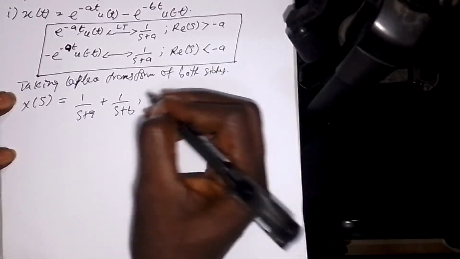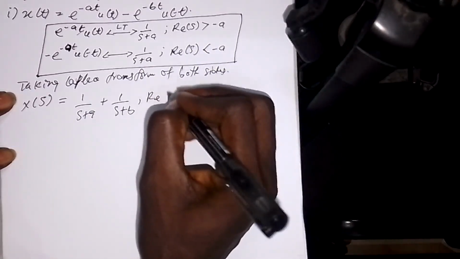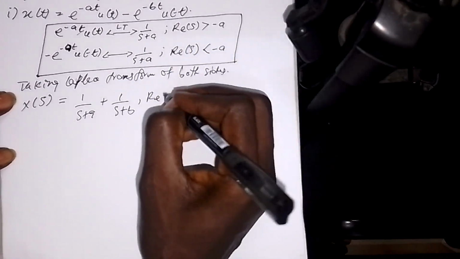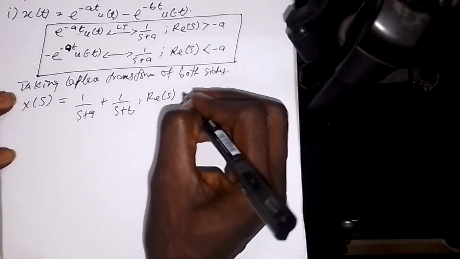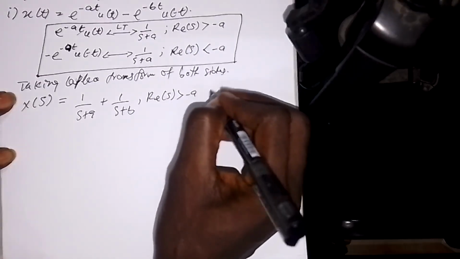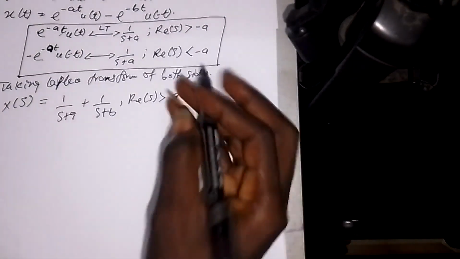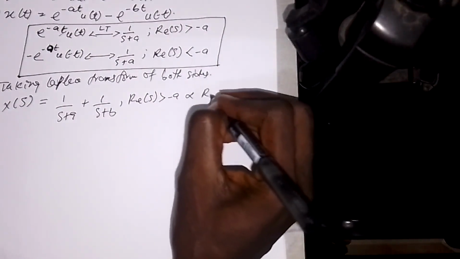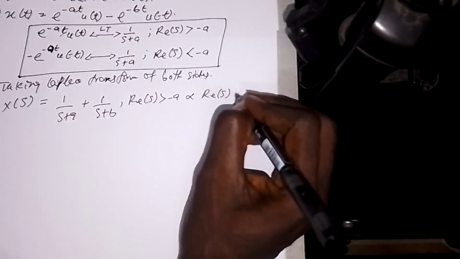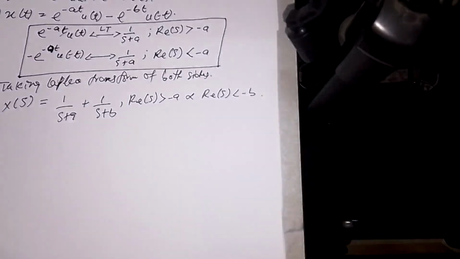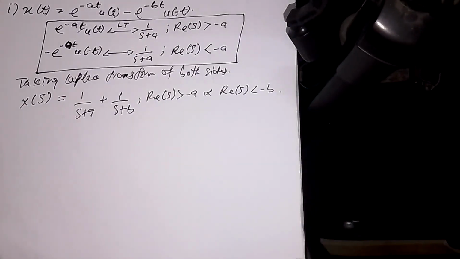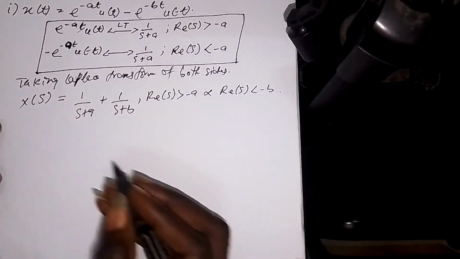And then we take our ROC. The first one is real of s greater than minus a, and our second one is real of s less than minus b. Basically those are the Laplace transforms and the regions of convergence for them.